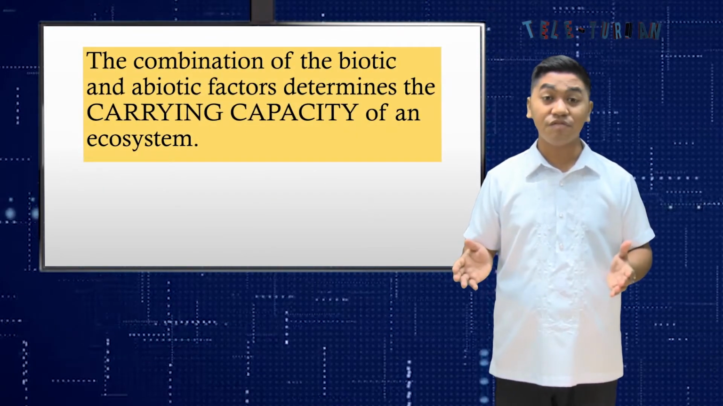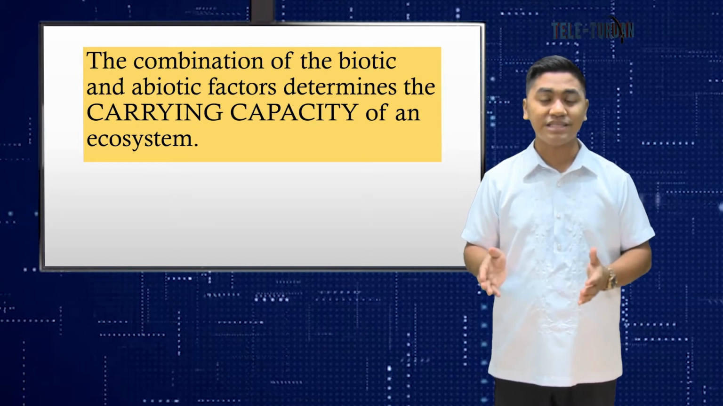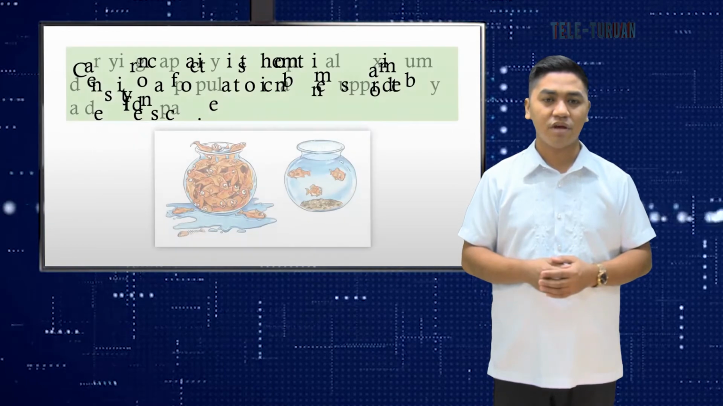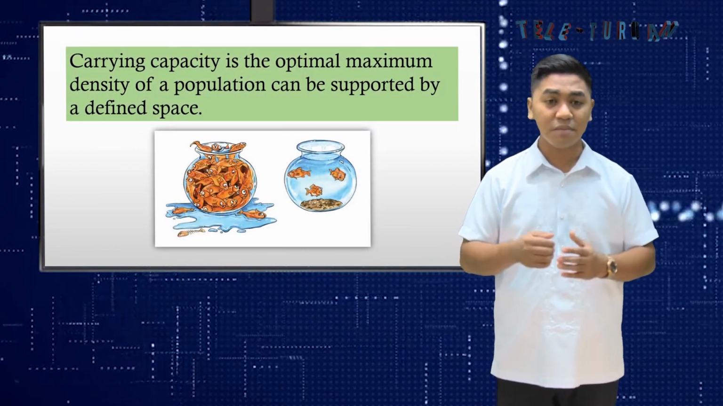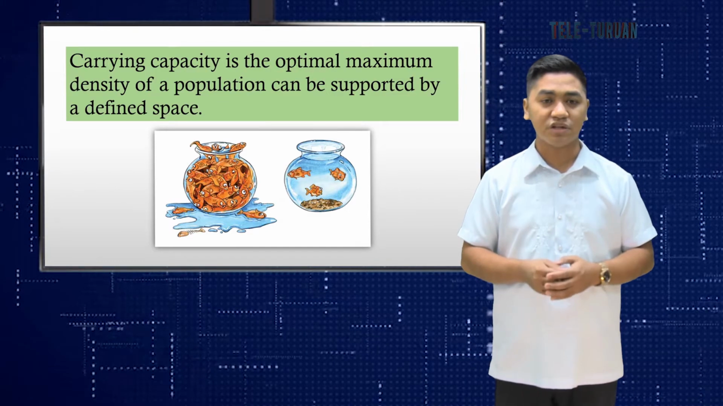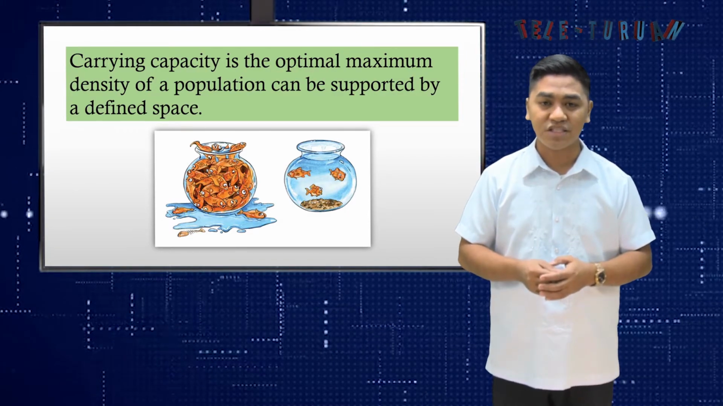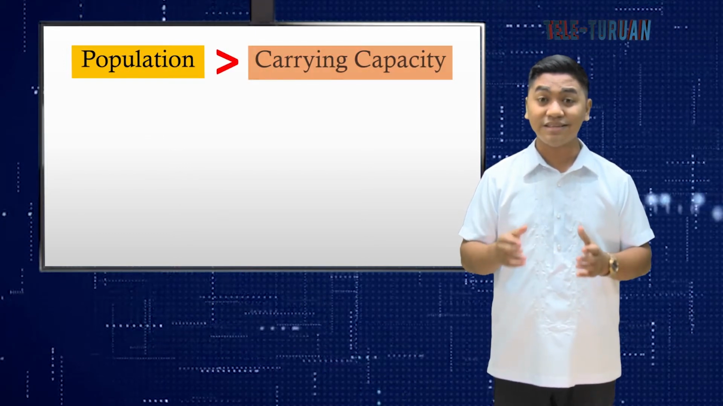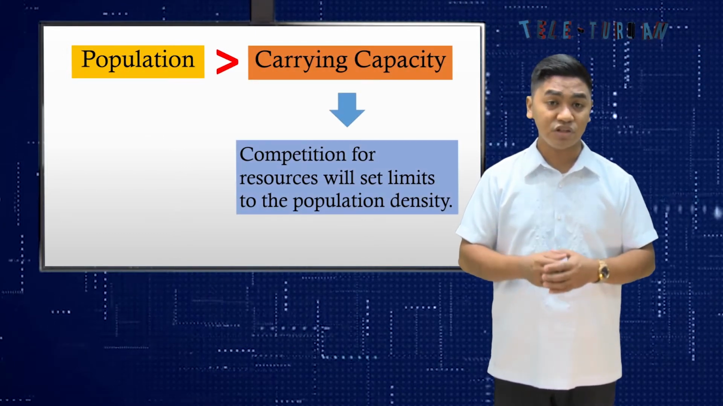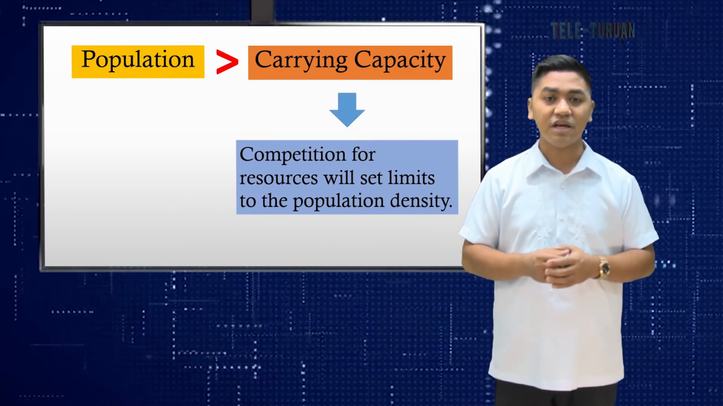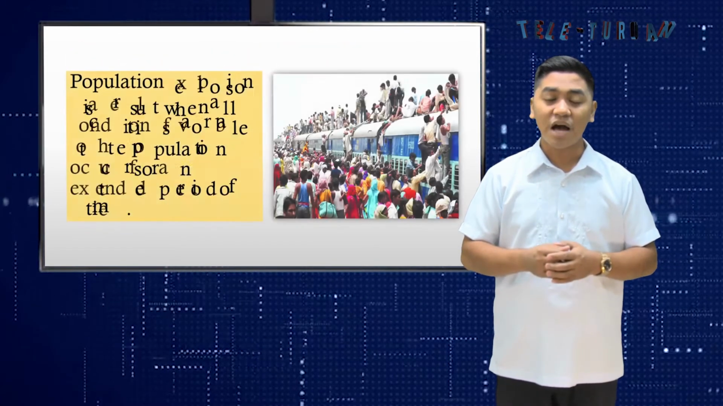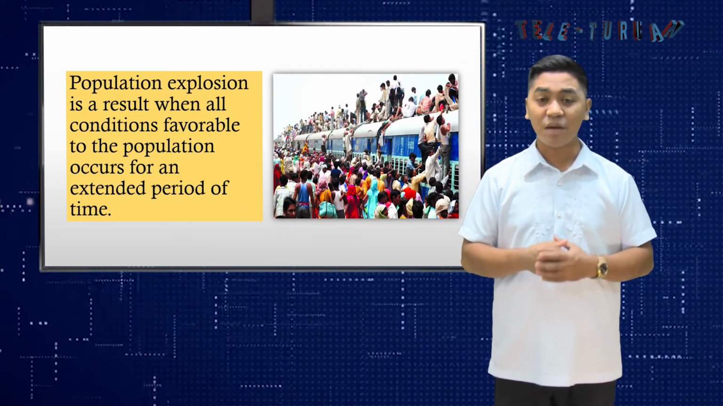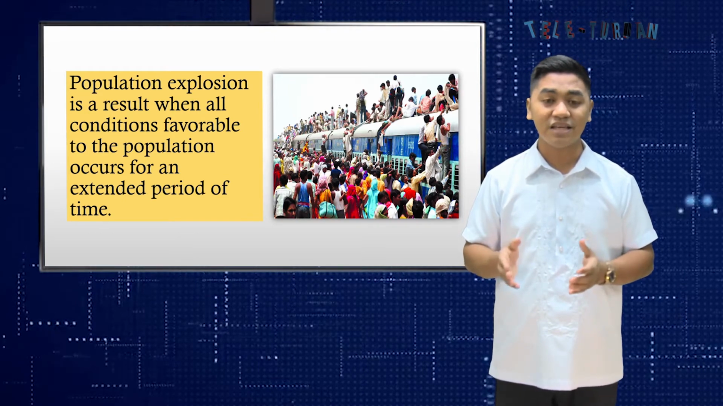The combination of the biotic and abiotic factors determines the carrying capacity of an ecosystem. Carrying capacity is the optimal maximum density of a population that can be supported by a defined space. If the population approaches or exceeds the carrying capacity, competition for resources will set limits to the population density. Population explosion is a result when all conditions favorable to the population occur for an extended period of time.